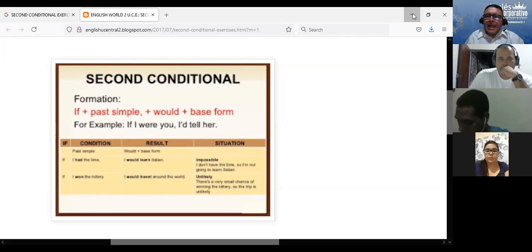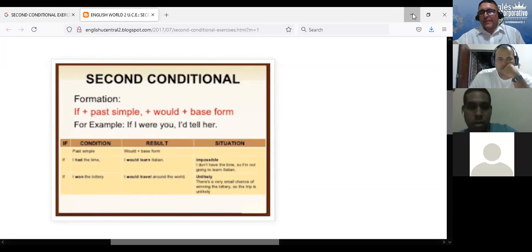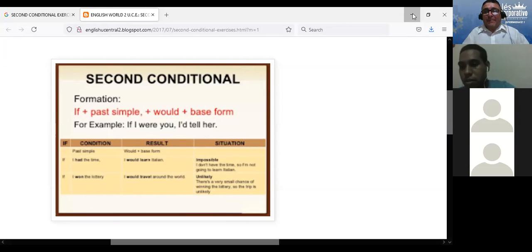Let me ask you, how would you change your life? Or how would you improve your English? ¿Cómo usted mejoraría su vocabulario en inglés? Using the second conditional. If I practice every single day. If I repeat it, has to be in the simple past. If I read. If I spoke. If I spoke more English. If I watched videos. How do you say si yo escribiera oraciones? If I wrote. Excellent. If I wrote sentences.